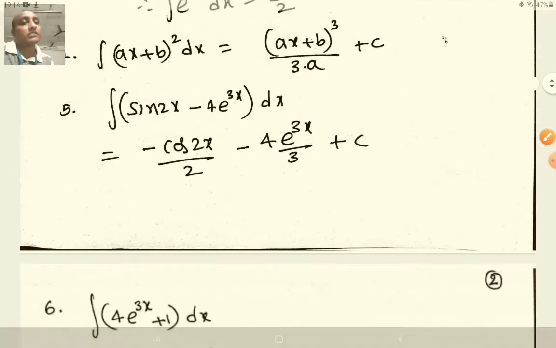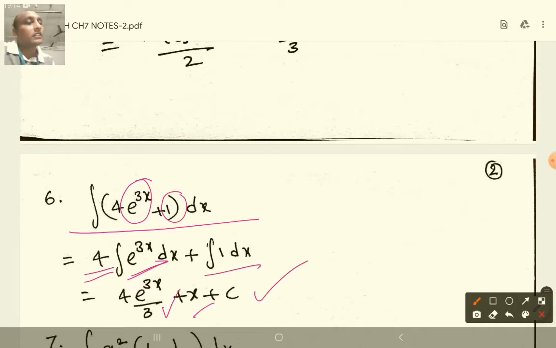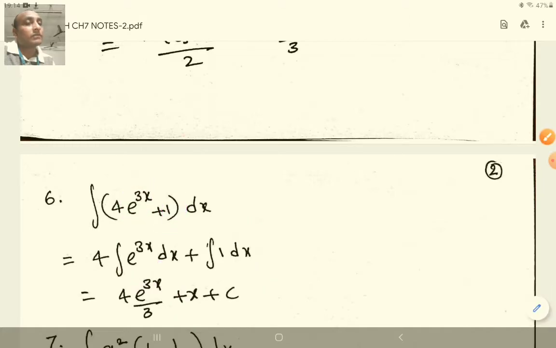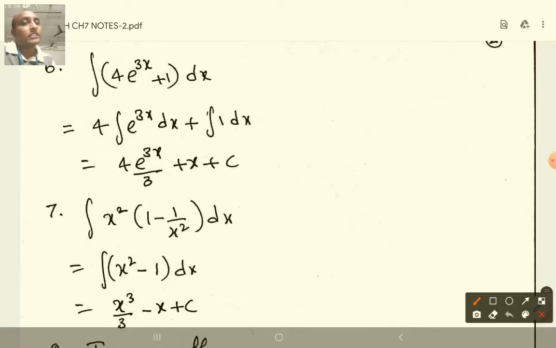Next, the sixth question. This is also a nice question: 4 e power 3x plus 1. 4 can be pulled out, right? The integration of e power 3x is e power 3x by 3, and the integration of 1 is x, plus c. So you must be very thorough with all the formulas before you learn this one, right? I am instantly applying the formulas. In the earlier video I told you the importance of all the formulas, so you must learn all the formulas.